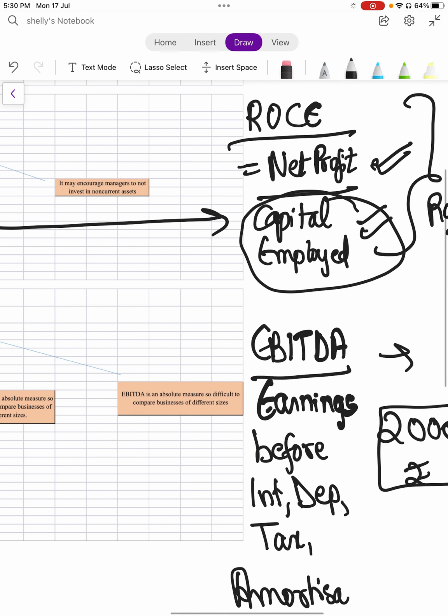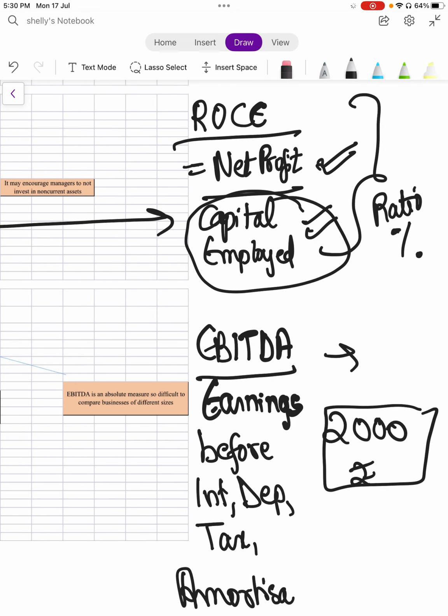So as we know, return on capital employed is equal to, I have taken a generic formula, net profit divided by capital employed. So this is a generic formula. This will give us a percentage.